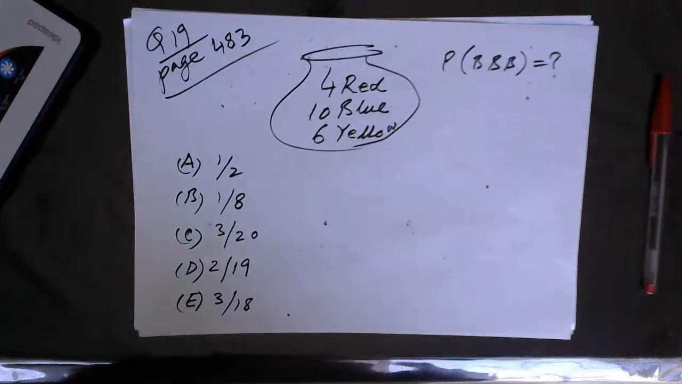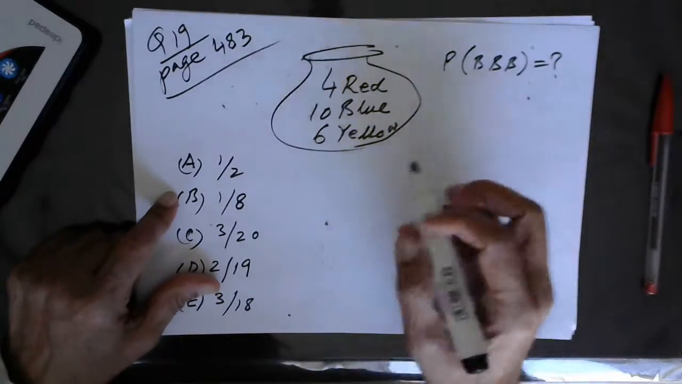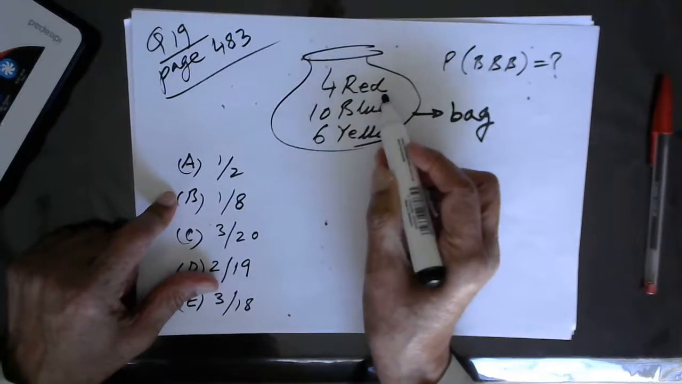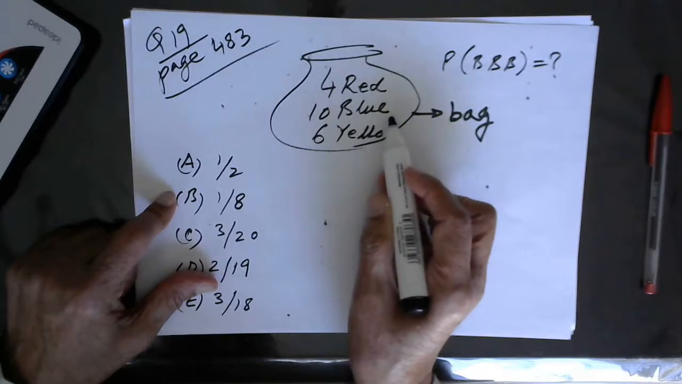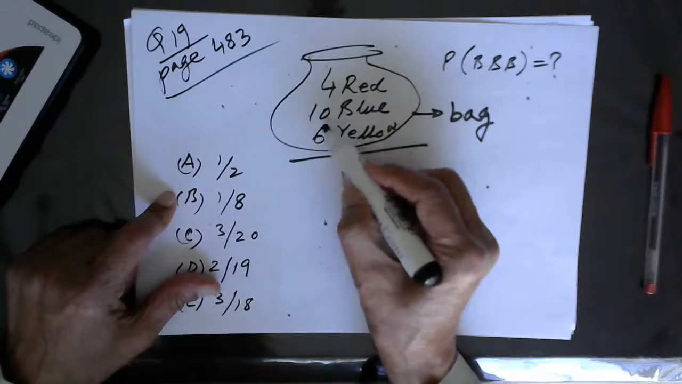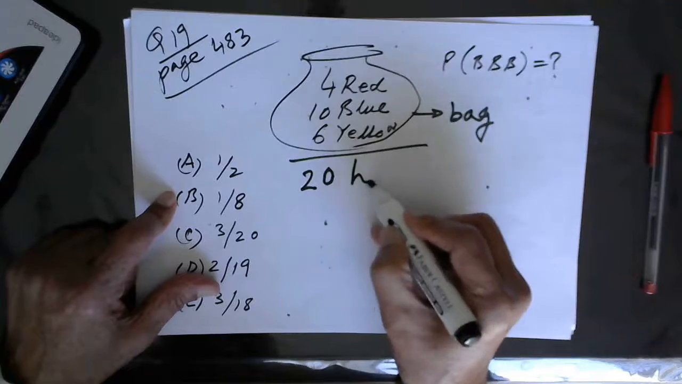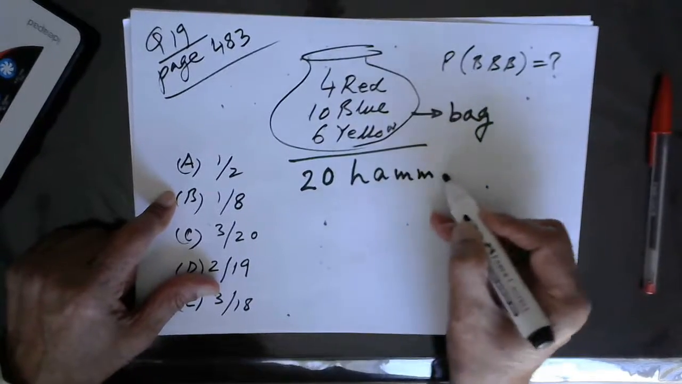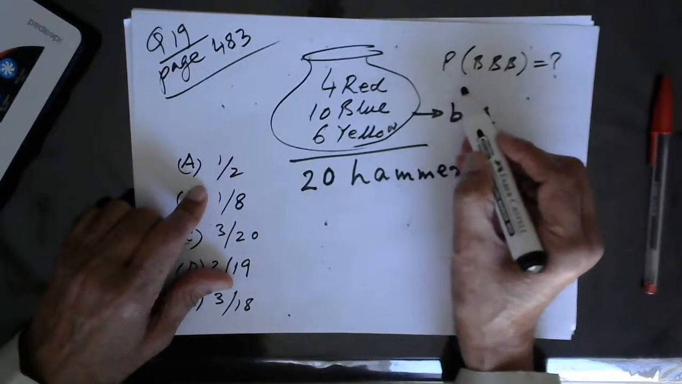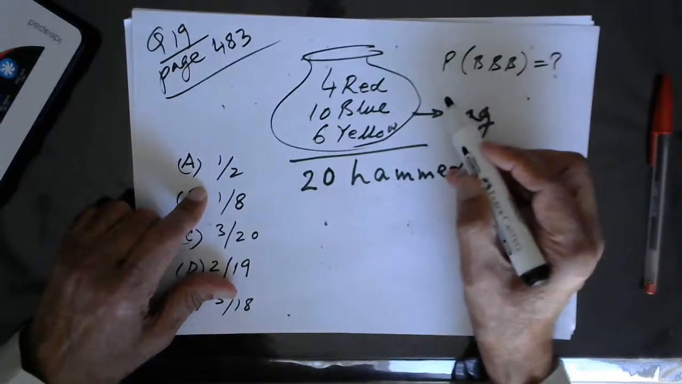Now we move on to question number 19. Question number 19 says that in a bag, there are 5 red hammers, 10 blue hammers, and 6 yellow hammers. What is the total number? 5 plus 10 plus 6 is 21... so 20 hammers.